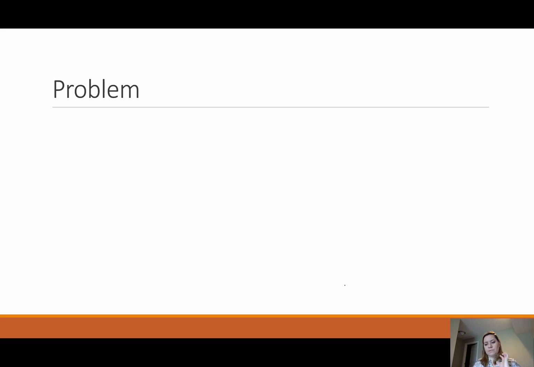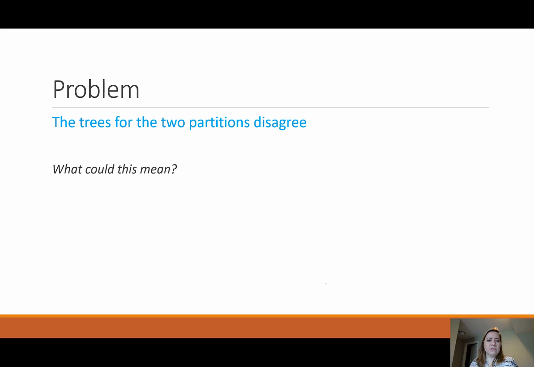All right. So what do we do with this? This poses a potential problem, right? The trees for the two partitions disagree. Morphology and molecule data give us two different answers. So which is better? Which do we accept? So what this could mean is either that one partition's data are wrong. So the data have been coded wrong in the case of morphology, or our alignments have been done incorrectly. Maybe we used the wrong alignment software. Maybe we used the wrong assumptions when we looked at the molecular data.